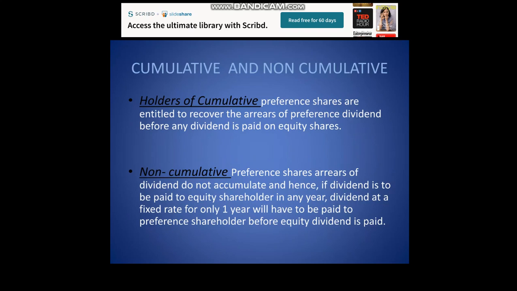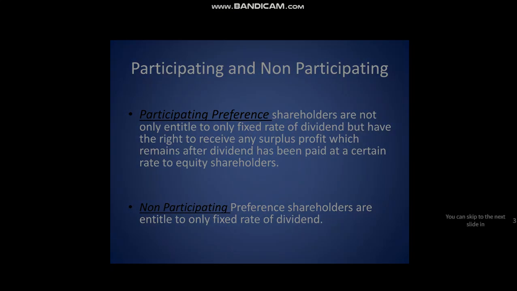Cumulative and non-cumulative. Holders of cumulative preference shares are entitled to recover the arrears of preference dividend before any dividend is paid on equity shares. In non-cumulative preference shares, arrears of dividend do not accumulate, and hence if dividend is to be paid to equity shareholders in any year, dividend at a fixed rate for only one year will have to be paid to preference shareholders before equity dividend is paid.